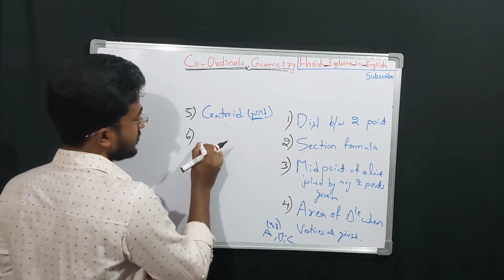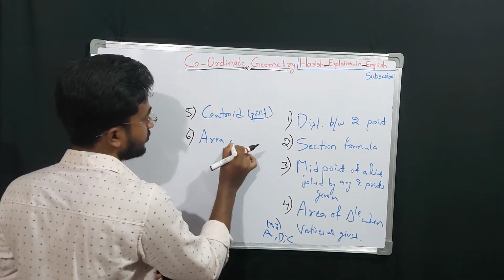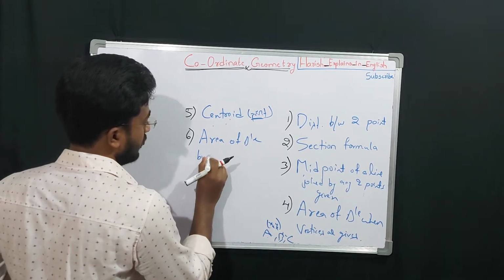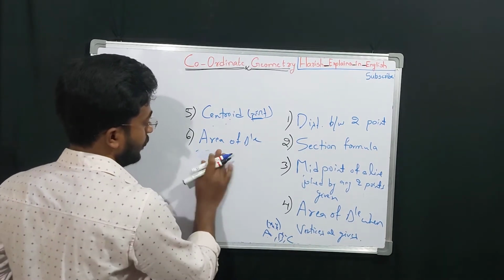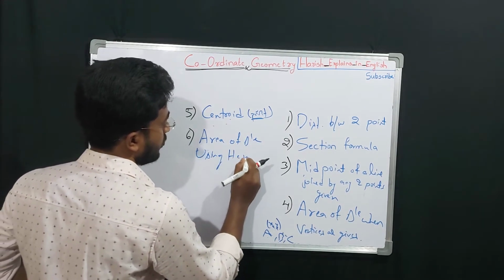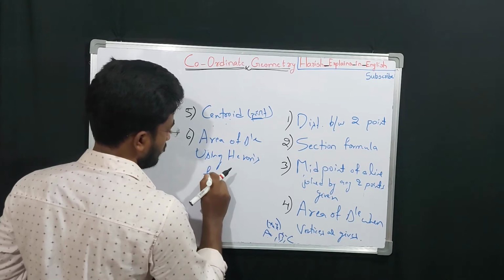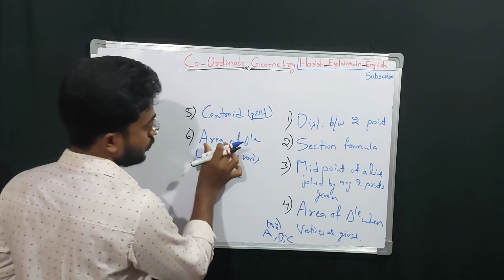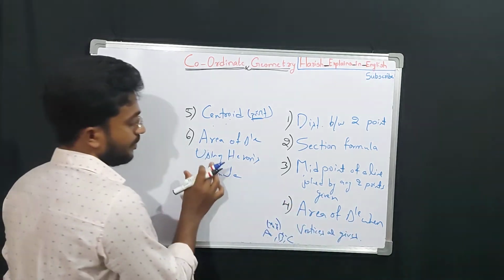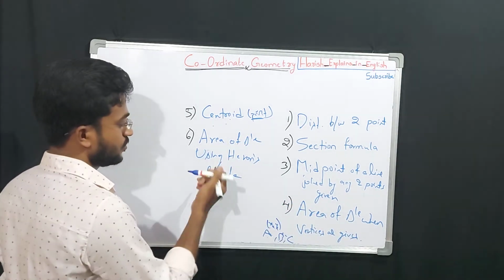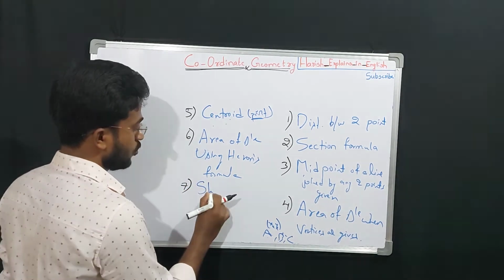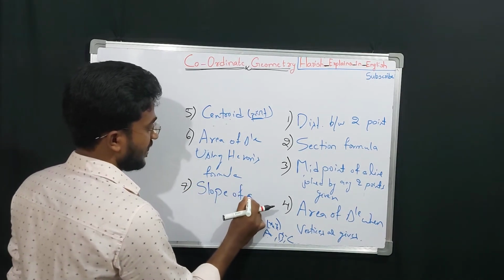And one more is the area of a triangle when 3 vertices are given, using Heron's formula. These two topics' aim is finding the area, but there is a slight difference between these two, so we'll discuss about that. And the last one is finding the slope of a line.